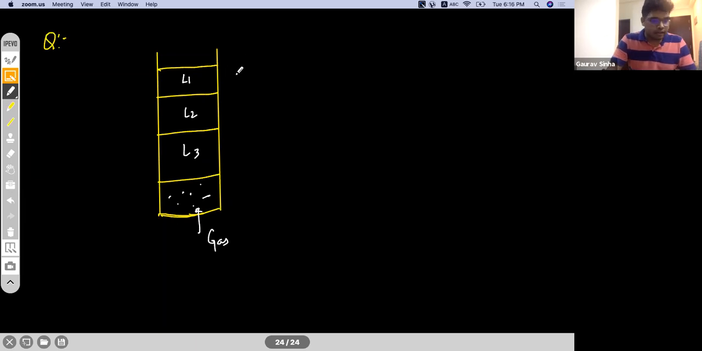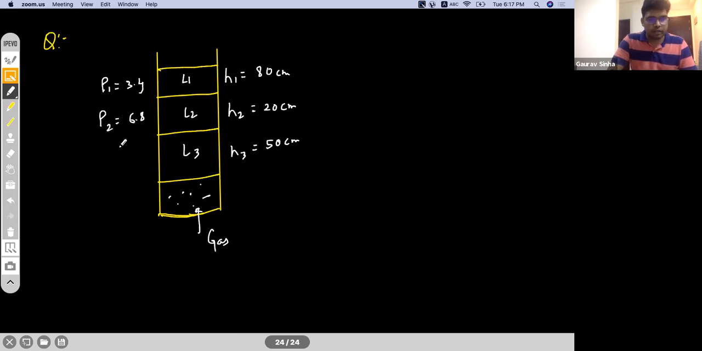This height, H1, of the first liquid is given, it is 80 centimeter. H2 is given, it is 20 centimeter. H3 is given, 50 centimeter. Rho of this first liquid, density is 3.4. Rho of this is 6.8. Rho of the third one is 27.2 gram per ml is the unit. You need to find out the pressure of this gas.